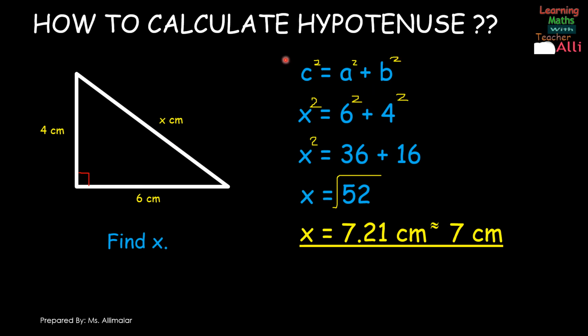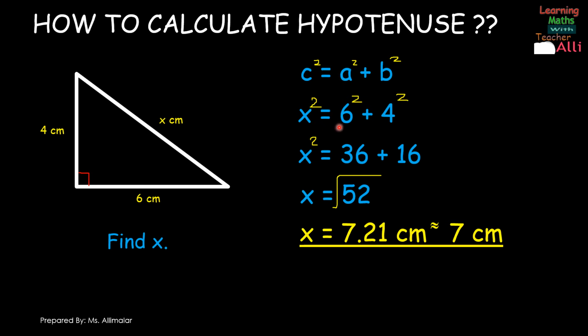Now look here. Why did I choose this formula, c square equals a square plus b square? Because I want to find the value of the hypotenuse. Hypotenuse is c, so you put c square equals a square plus b square, because you want to find the value of c. Here it is supposed to be c square, but suddenly I put x and then square. Why did I put x? Because x is the hypotenuse here.